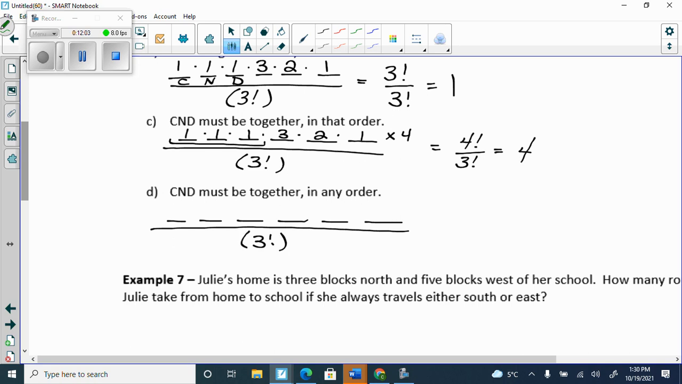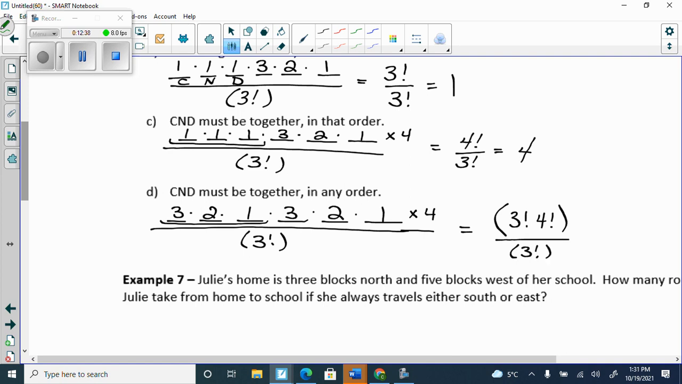What's the only thing that changes? They don't have to be 1, 1, 1, right? So they're actually going to be 3, 2, 1. Then I have 3 left. 3, 2, 1. Does it have to say it begin? No, so can I move them? Yeah. So I'm going to multiply by 4. So on the top, I'm going to get 3 factorial, 4, 3, 2, 1, blast off, 4 factorial, divided by 3 factorial. And in this case, because they're monomials, they cancel. So I actually get 24.